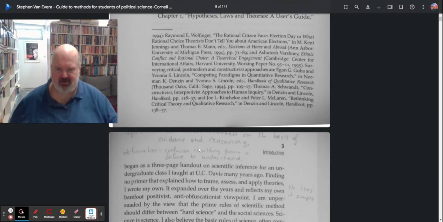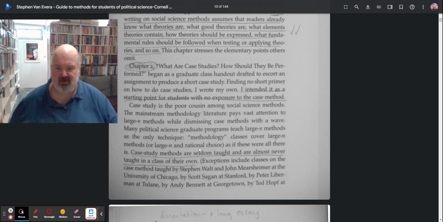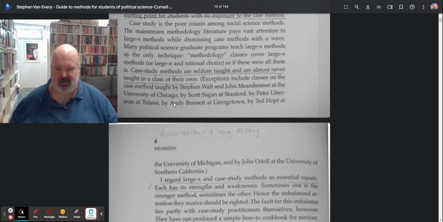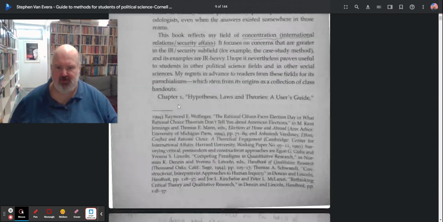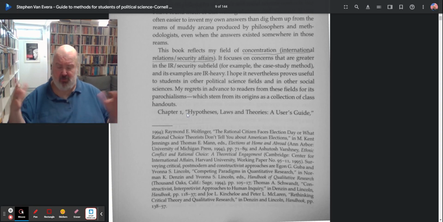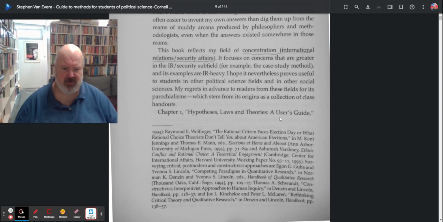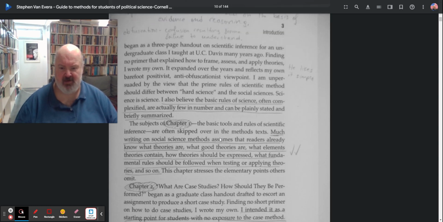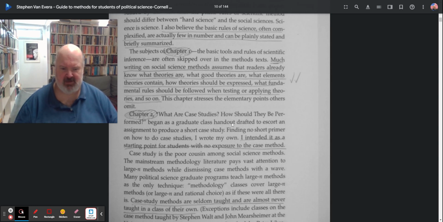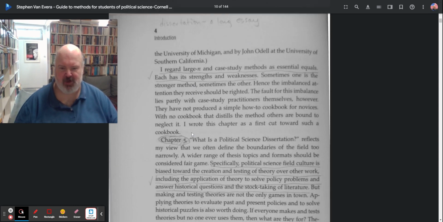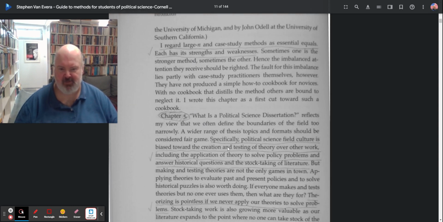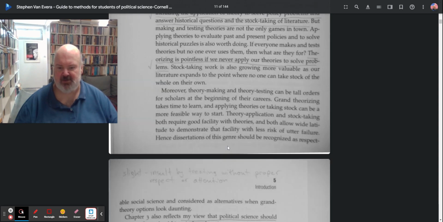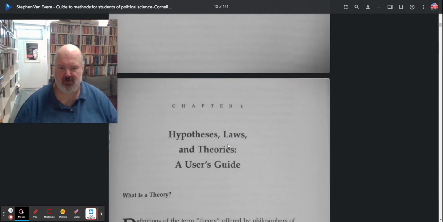And he goes, these are the chapters. We're going to be looking at this. And then chapter 2 is about case studies. Chapter 1 we'll be breaking up into a couple of small videos: hypotheses, laws, theories, a user's guide. And chapter 2 is what case studies are and how they should be performed. And the third chapter I might do is what a dissertation is, describing the nature of a dissertation. So let's go into chapter 1.